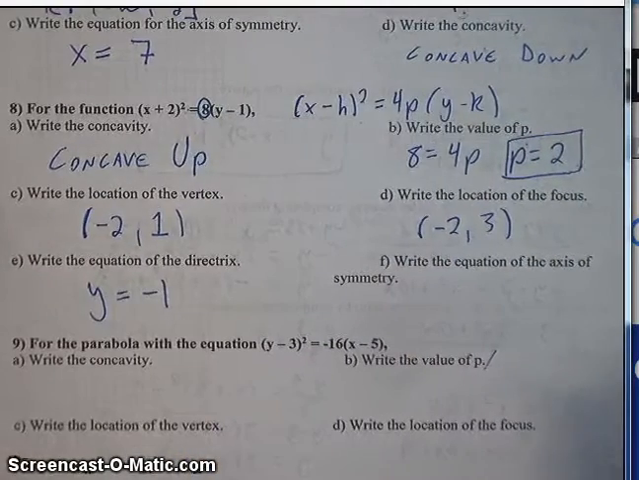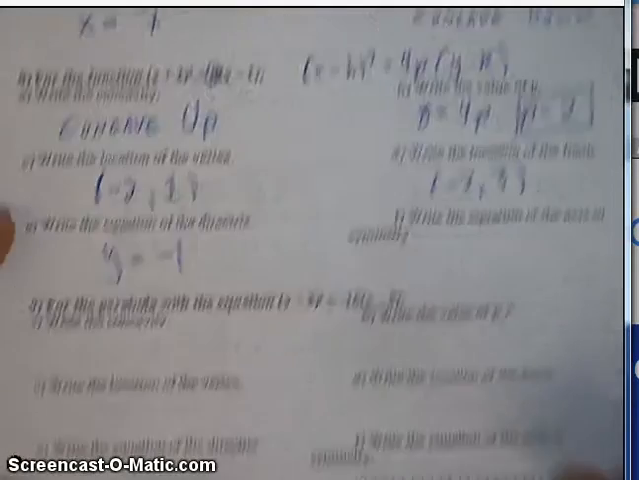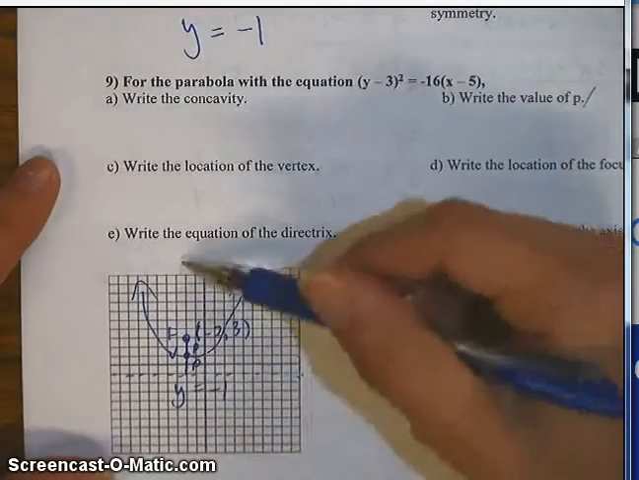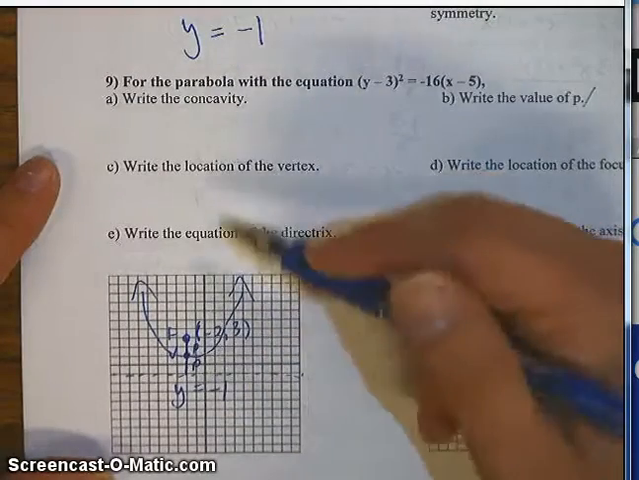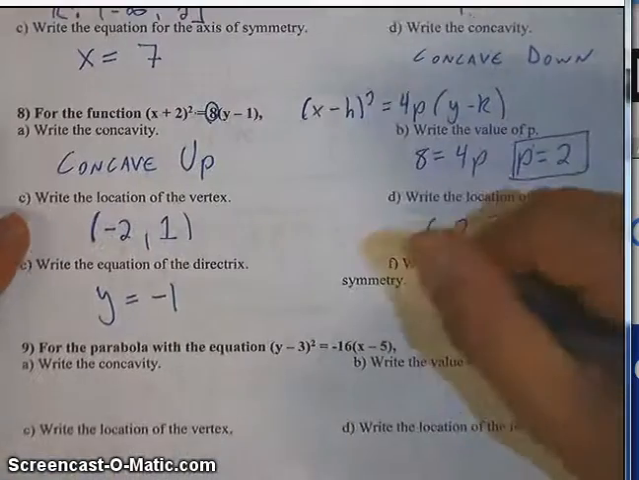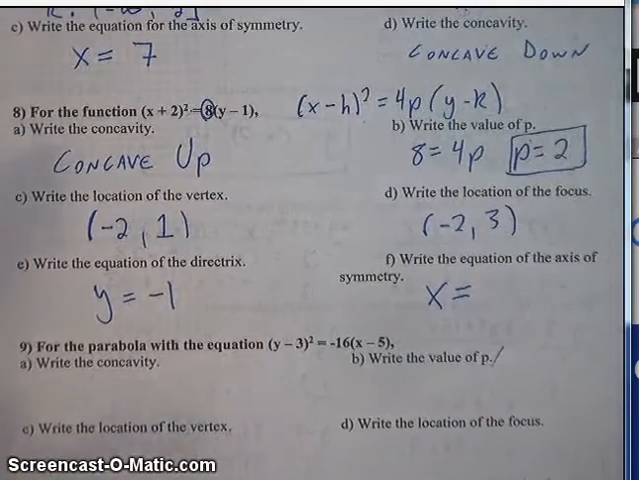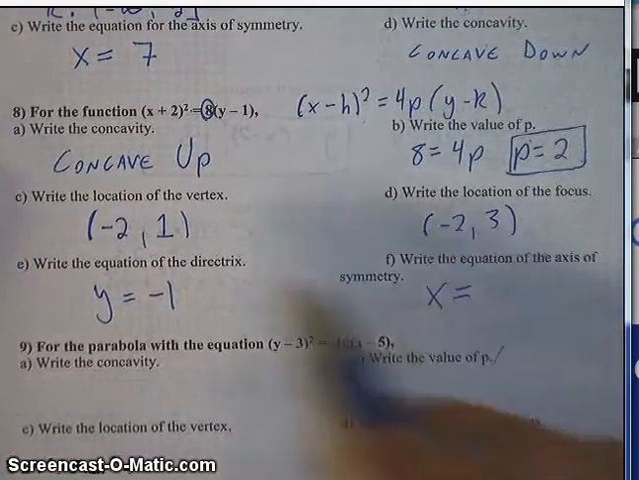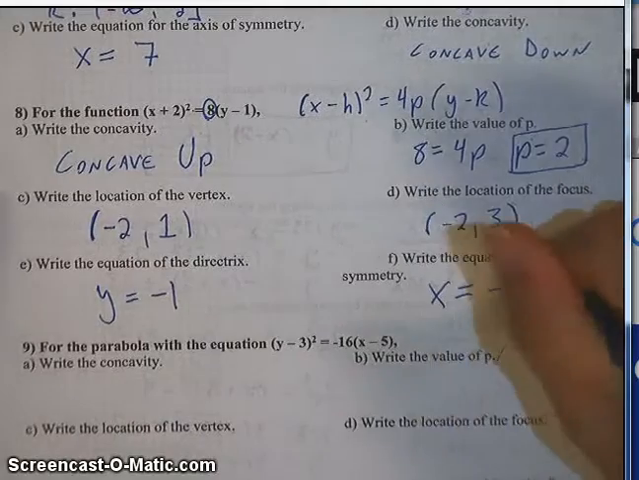And then the axis of symmetry is the line that cuts right through the center of this parabola and splits it right in half. So that's going to be an x equals something, and it goes through the vertex, so it's the x value of the vertex. x equals -2.